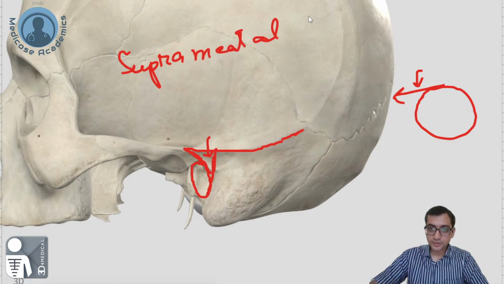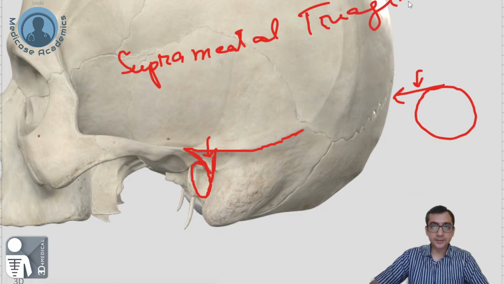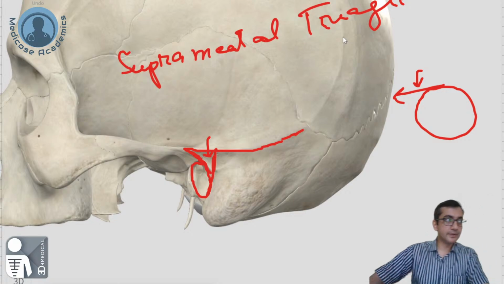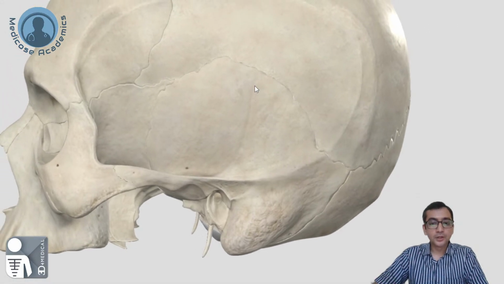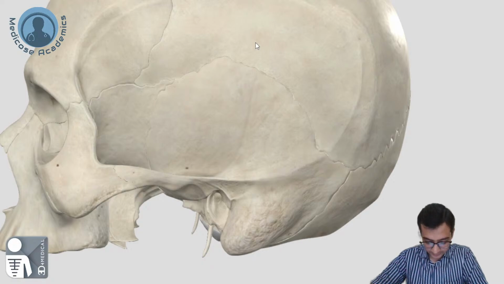Its boundaries are asked in the exams, and the examiner does ask you to label these on the skull in front of him or her during your examinations. So this is all about the lateral aspect.